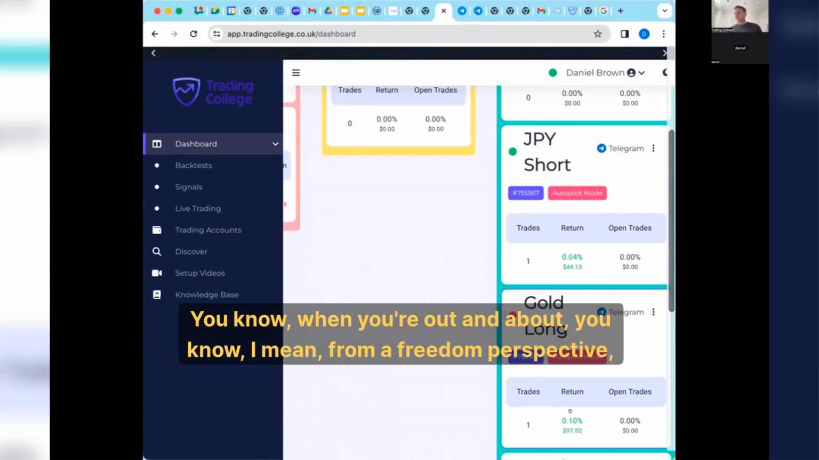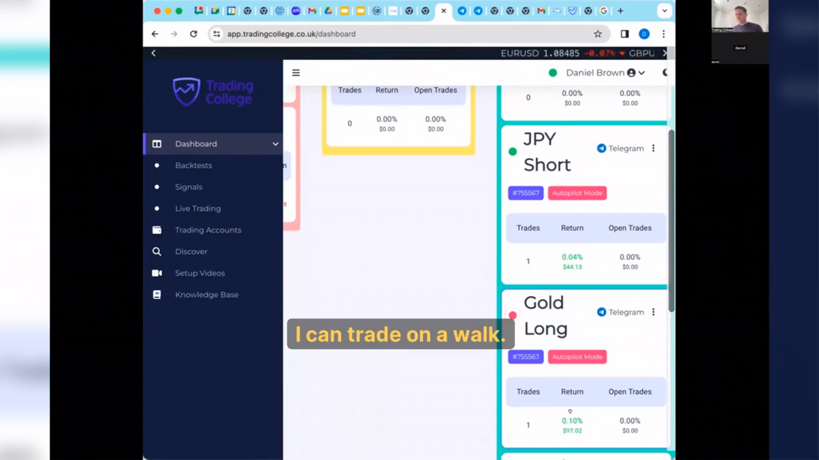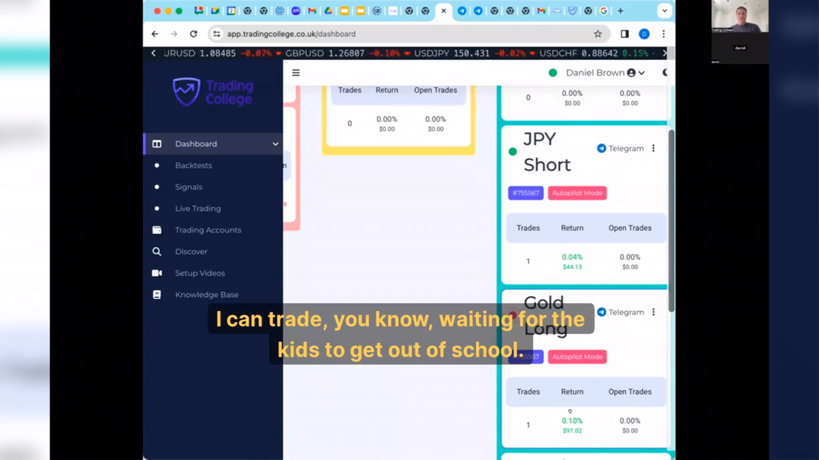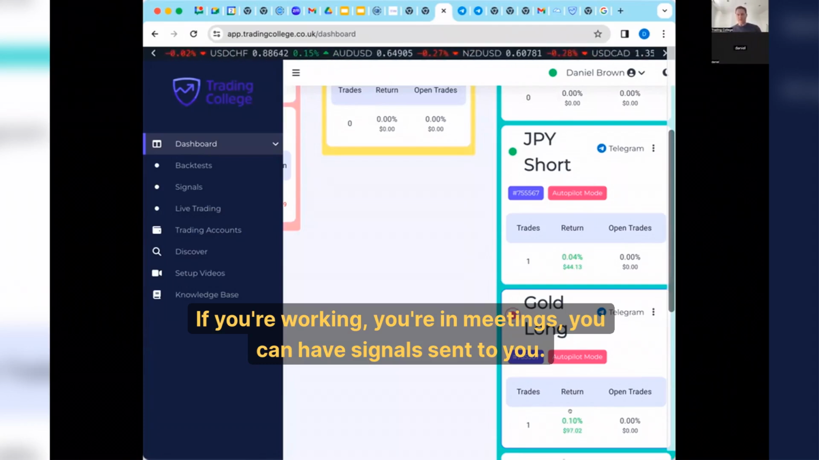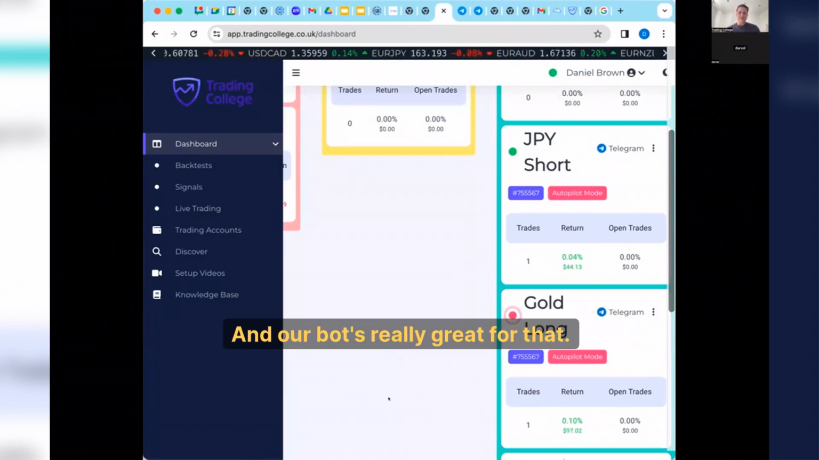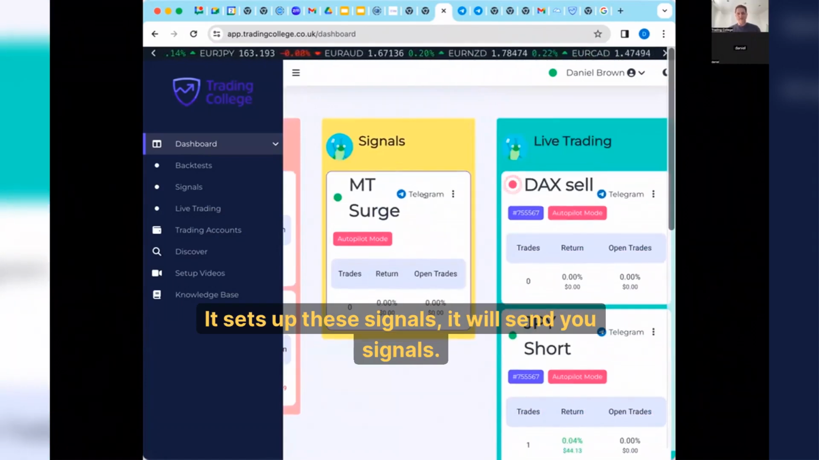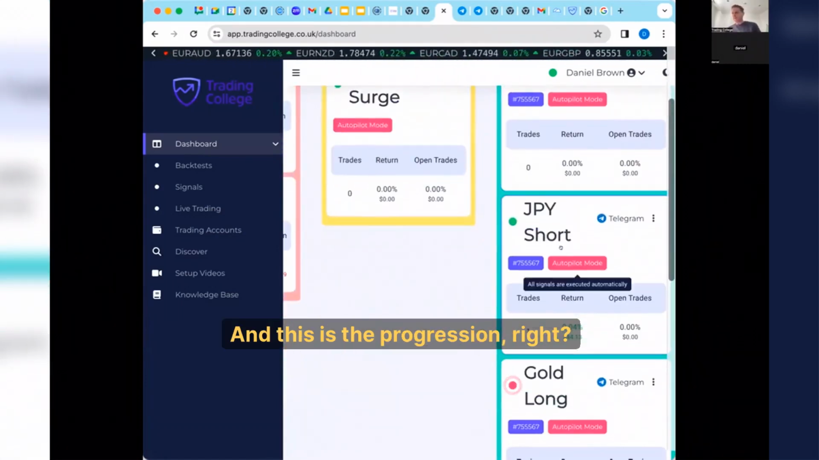From a freedom perspective, I can trade on the sun lounger. I can trade on a walk. I can trade sat at a park bench. I can trade waiting for the kids to get out of school. If you're working, you're in meetings, you can have signals sent to you, and our bot's really great for that. It sets up these signals, it will send you signals, and this is the progression, right?